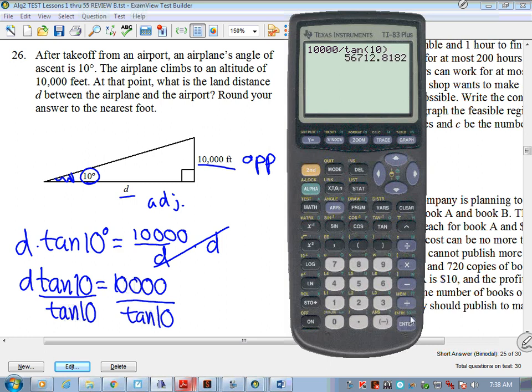Whenever I pull this up, all I need to do is 10,000 divided by tangent 10. What I really should have done is check our mode beforehand. My mode is in degrees. So I'm getting 56,712. I want to check my answer key because that seems almost like an unreasonable answer, but it's not. They want it to the nearest foot, so that 0.8 is going to round up. So I'm actually going to get 56,713 feet as my distance.